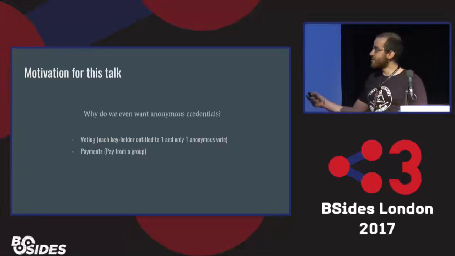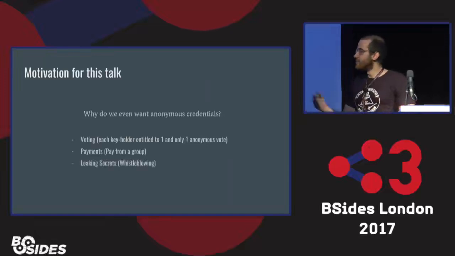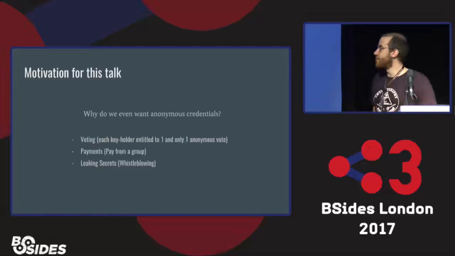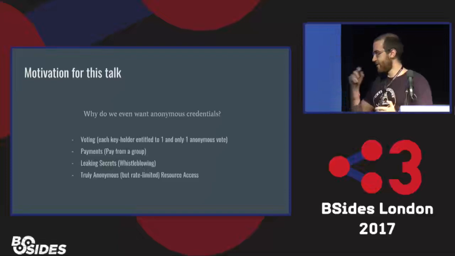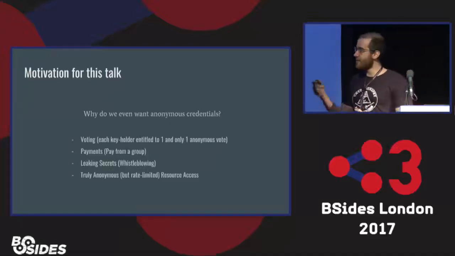Payments: this is used in cryptocurrency ring signatures, so you pay from a group instead of paying from an individual address, and you obfuscate or hide the sender-recipient links. Leaking secrets, whistleblowing: this is actually why ring or group signatures were created initially. I'll go into that a little bit later. And also, if you construct the scheme properly and are a little creative on how you use this, you can get truly anonymous but rate-limited resource access. So that's what this talk's about.